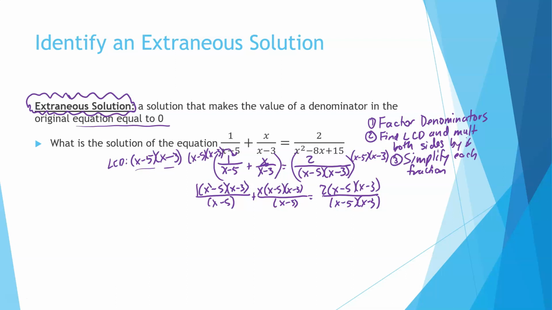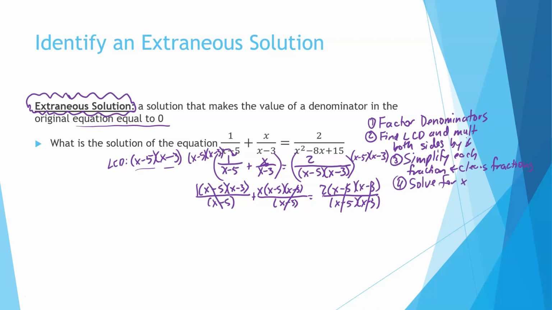Okay, so now these cancel, and actually both of these cancel. And then once I do that, I'm going to solve for x. Okay, so this clears the fraction, remember. If it doesn't clear fractions, then you made a mistake.